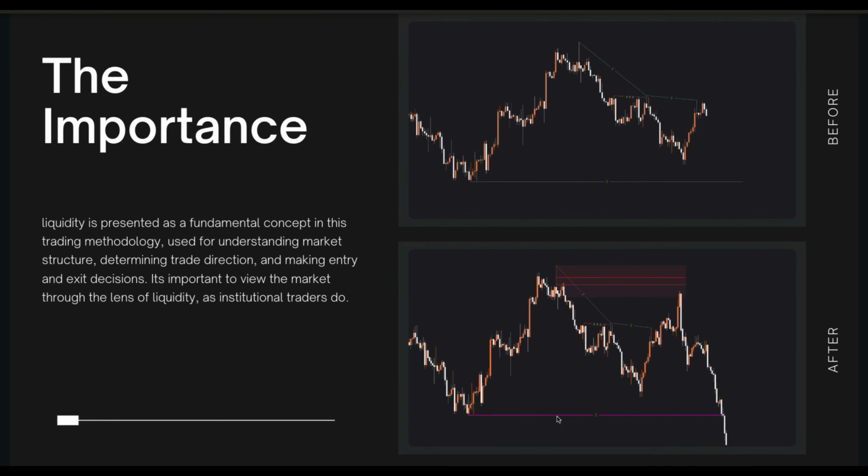All right, the importance. Liquidity is presented as a fundamental concept in this trading methodology, used for understanding market structure, determining trade direction, and making entry and exit decisions.